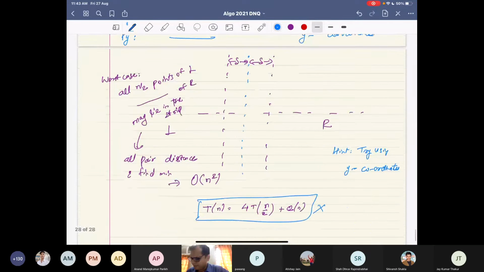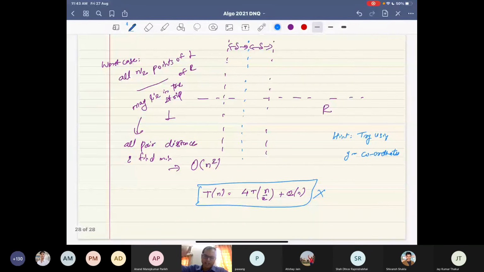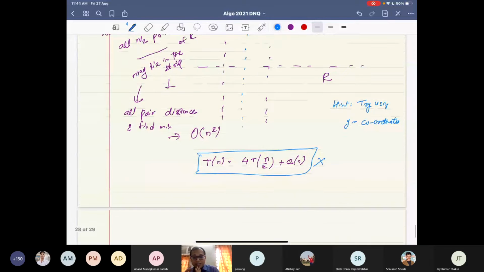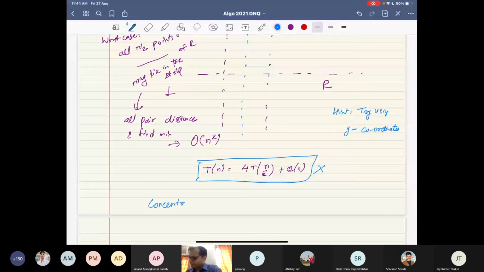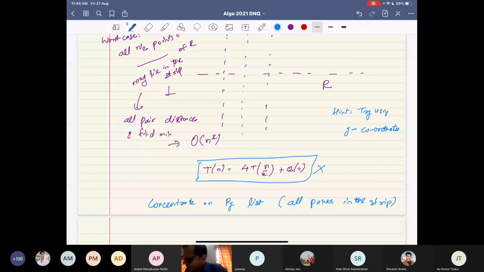Now once I have this list, in this strip I only concentrate on the y coordinate, on this py list. That means all points in the strip, and there we have their sorted order. Now let's take the first point in the list. There will be a first point in the strip that has the lowest y coordinate.